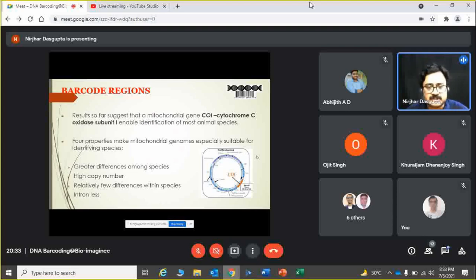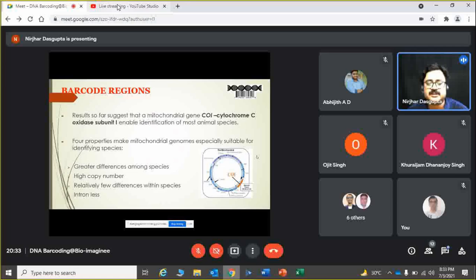Now there are four properties which make this gene especially suitable for identifying species: greater difference among species, high copy number, relatively few differences within species, and intronless. Greater difference among species is the interspecific genetic diversity I was talking about, and few differences within species is the intraspecific one. High copy number and intronless means there is no non-coding region within it.